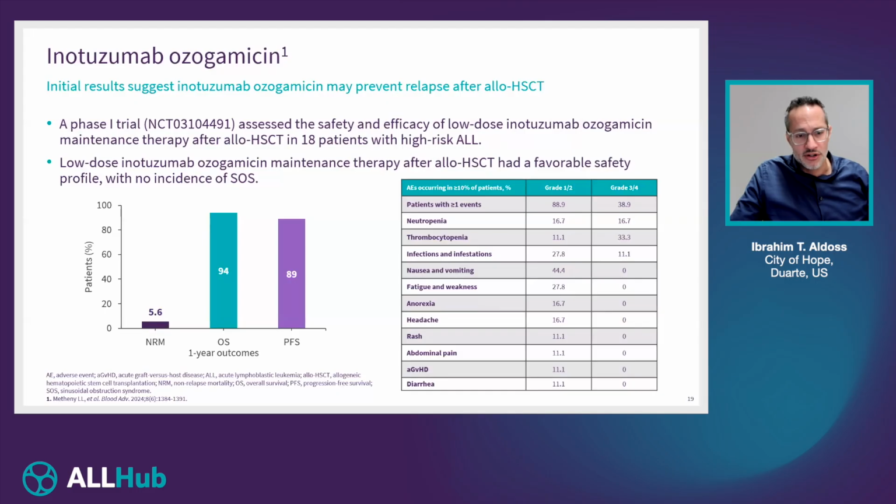The main concern when you talk about inotuzumab and transplant is the risk of SOS. But there were no cases of SOS when inotuzumab was given at low dose once a month. And the non-relapse mortality was low. And 1-year overall survival and PFS were encouraging, actually. So there's some interest in this. People are excited about this approach, but I think we need a larger cohort for this to gain momentum for people to start using it.